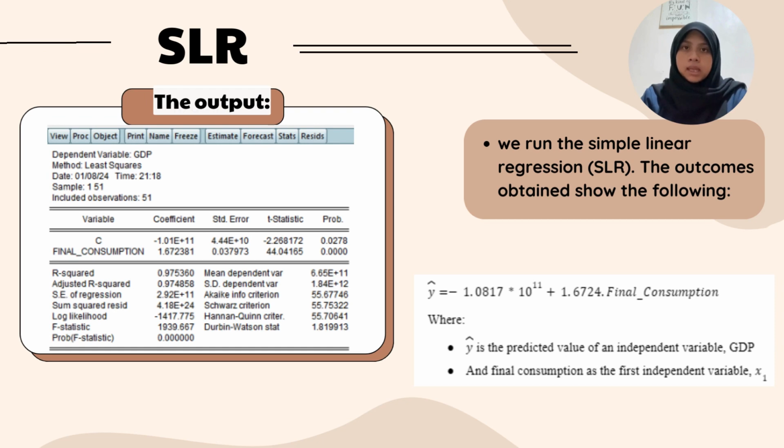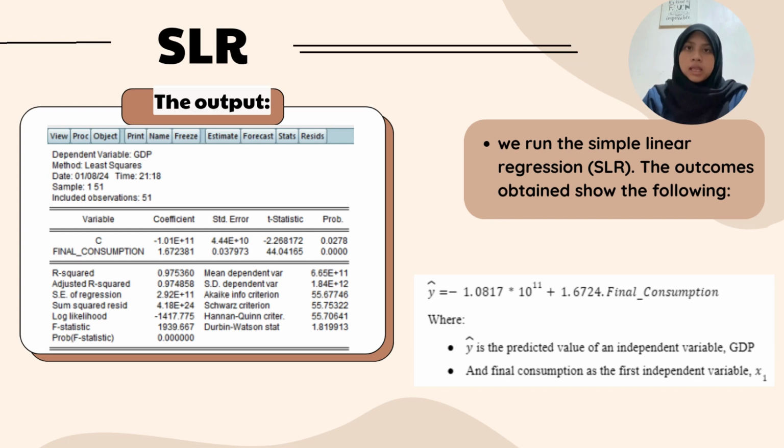Furthermore, the probability that this model is correct is very high, with r squared equal to 0.9754. It can be concluded that approximately 97.54% of the variability in the dependent variable GDP is explained by the linear relationship with the first independent variable, which is final consumption. The slope coefficient for final consumption, B1, is equal to 1.6724.